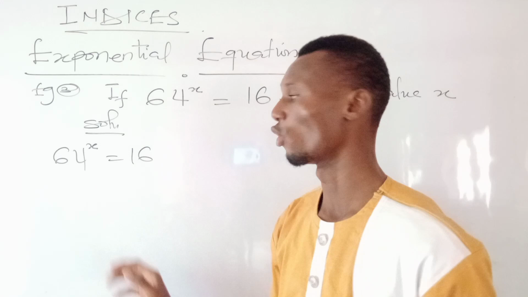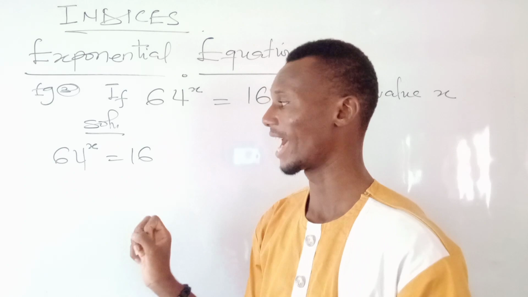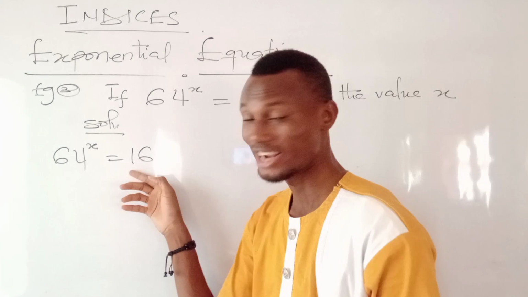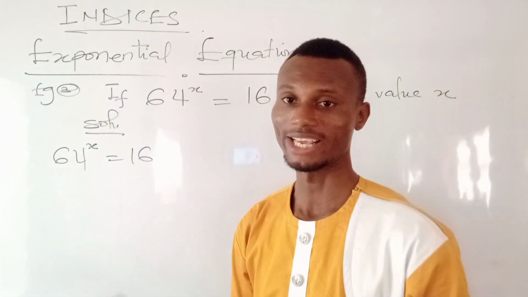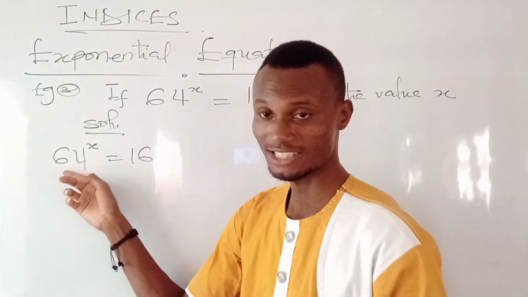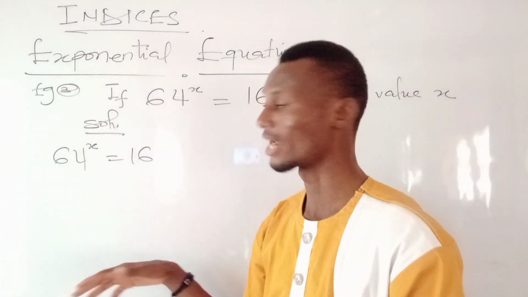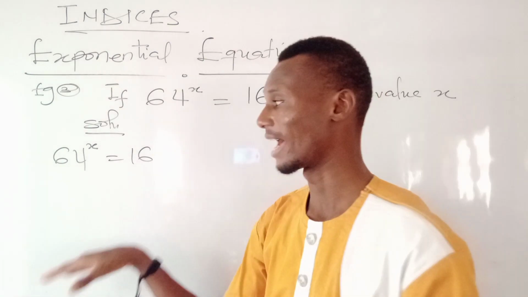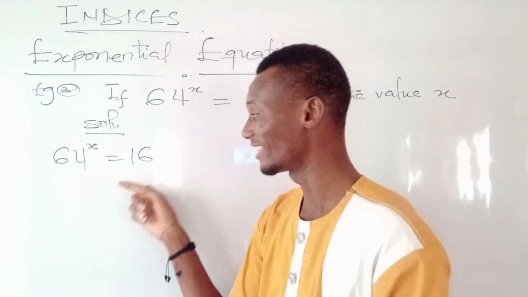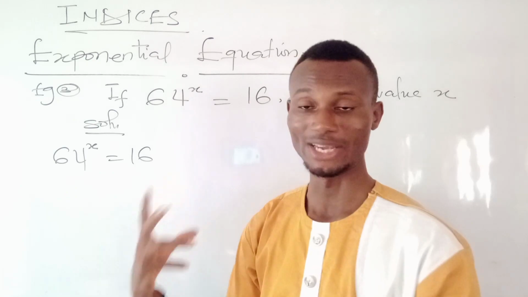It's not possible. So what we have to think of is to now think of a different number in which we can express the 64 and also express the 16 in that same number. Okay, again, let me go over one more time. Because the 64, we cannot express it as 16 to the power something, it means that we have to now think of a different number in which we can express the 64 in it. Okay, and also we can express the 16 in that same number because we need to get the same base to be able to equate the powers.